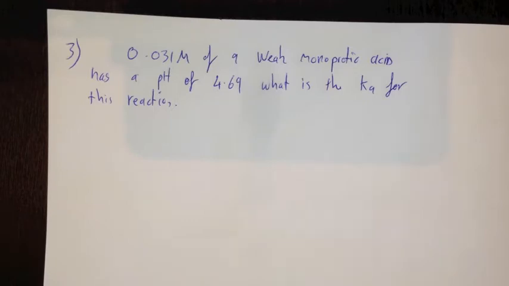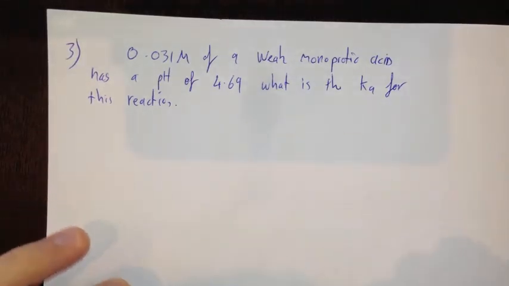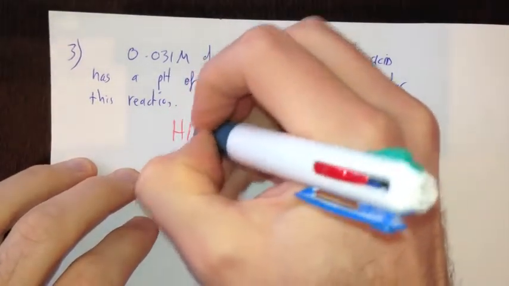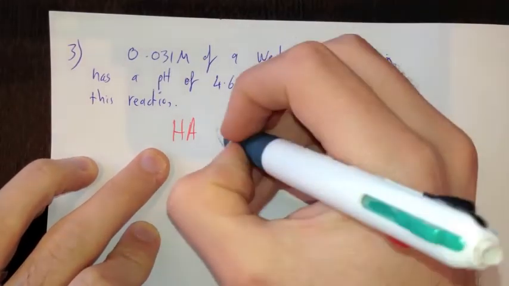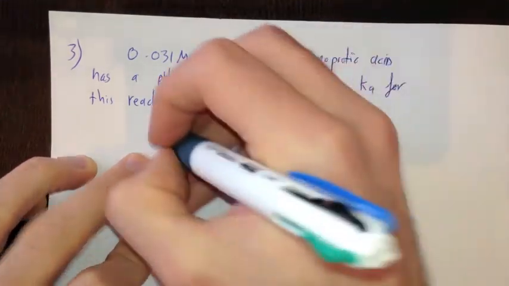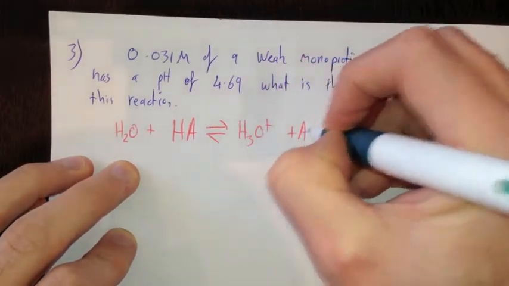Okay, question 3 on acidity constants. Here's another one. We have a 0.031 molar solution of a weak monoprotic acid, and it has a pH of 4.69. We want to know what the Ka value for this reaction is. So I'm going to start off with, it's a monoprotic acid, so I'm just going to give it a symbol as being HA, because A for acid and H because it's monoprotic, it's only got one hydrogen. This is going to dissociate with water, obviously, to form H3O positive and A negative.